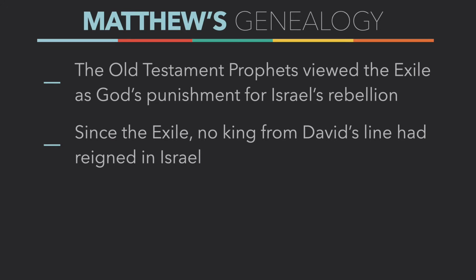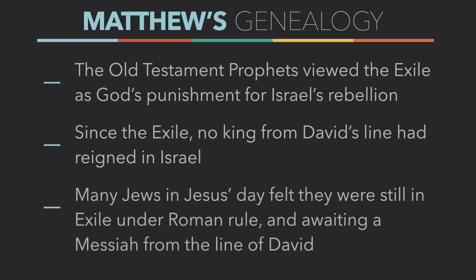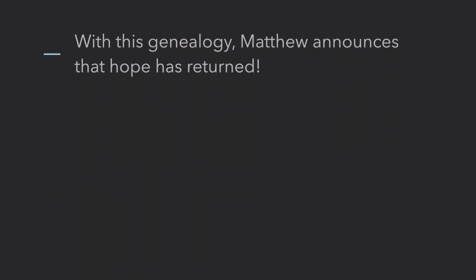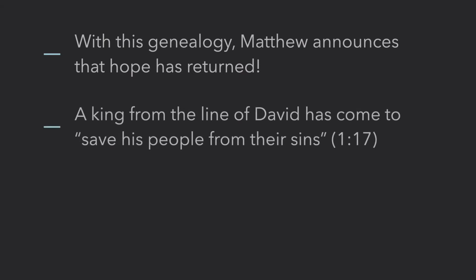But for the moment, what we realize is that Matthew felt like many of the Jews in Jesus' day, even then under Rome, felt like they were still in exile under Roman rule, and they were still awaiting a Messiah from the line of David. So what's cool about Matthew's genealogy and the way that he structures it this way is that when he announces this genealogy, he announces that hope has returned, that a king from the line of David has come to save the people from their sins.